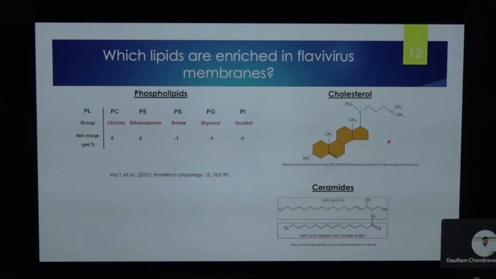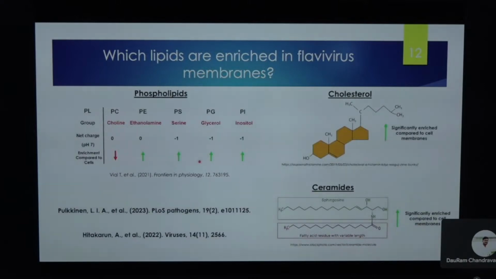So altogether, to summarize a bit, we have a decrease in phosphatidylcholine. We have an increase in all of these negative lipids. We have a significant increase in cholesterol and a significant increase in ceramides. So what this suggests is that the proteins within the virus particle, the structural proteins, PRM, E, and capsid protein, might be playing a role in manufacturing the correct lipid environment necessary to then produce virus particles.